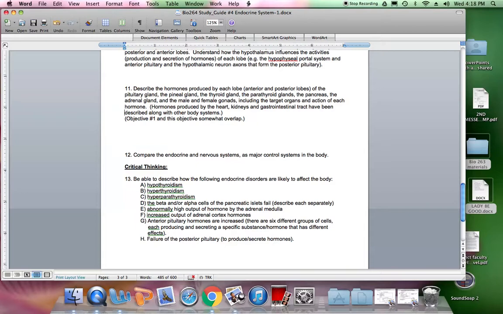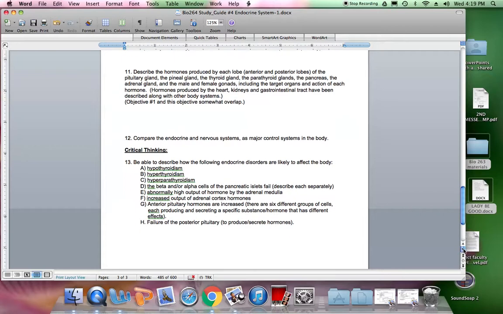Think about what would happen if your posterior pituitary failed. You wouldn't be making ADH or oxytocin. Oxytocin has a very specific action related to the reproductive system, but antidiuretic hormone, if you're not able to make that, could be quite dangerous because you would not be able to reabsorb water, so you can become dehydrated. And I think we're right to the end, and that's it.